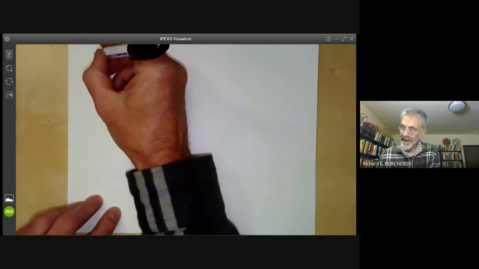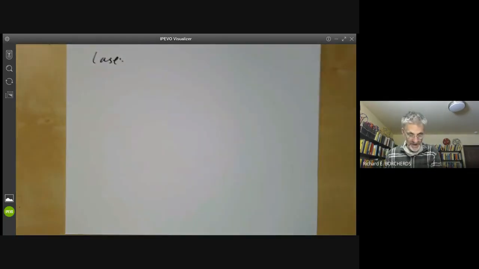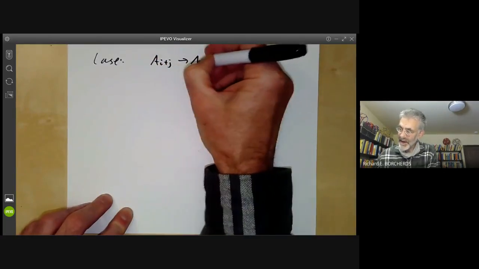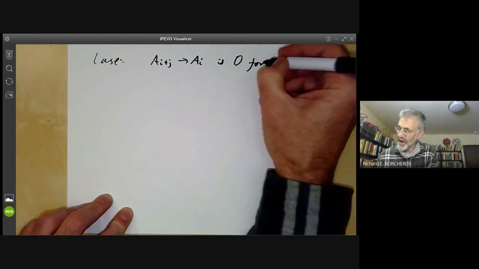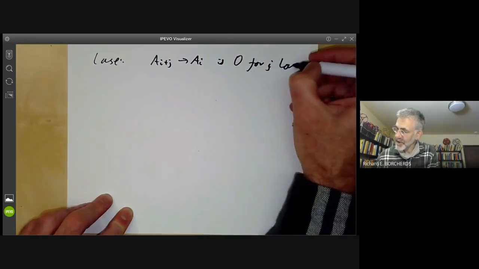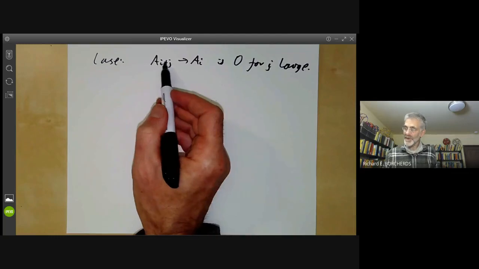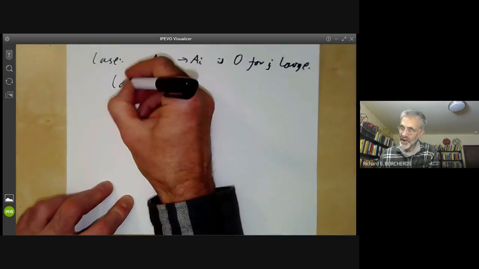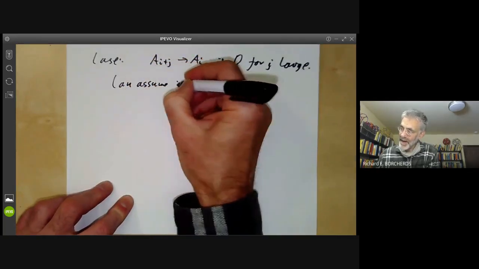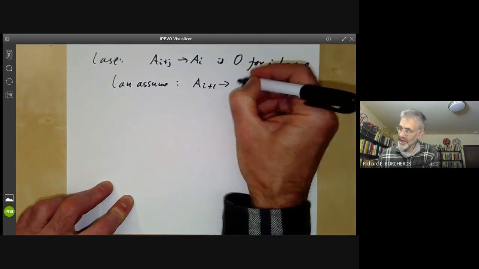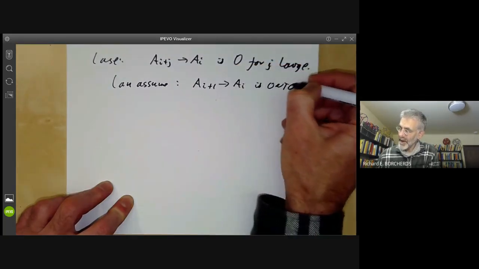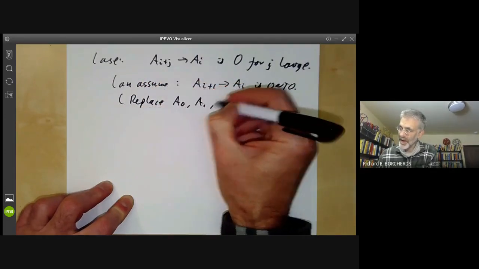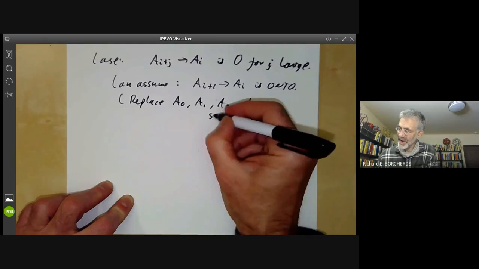Let's do case two, which is a sort of opposite result. Here we're going to do the case when A_{i+j} mapping to A_i is zero for j large. So this is almost the opposite of these maps being onto. We're saying that these maps are eventually zero. Well, we can assume that A_{i+1} mapping onto A_i is onto. And to do this, we just replace A_0, A_1, A_2, and so on by some subsequence.